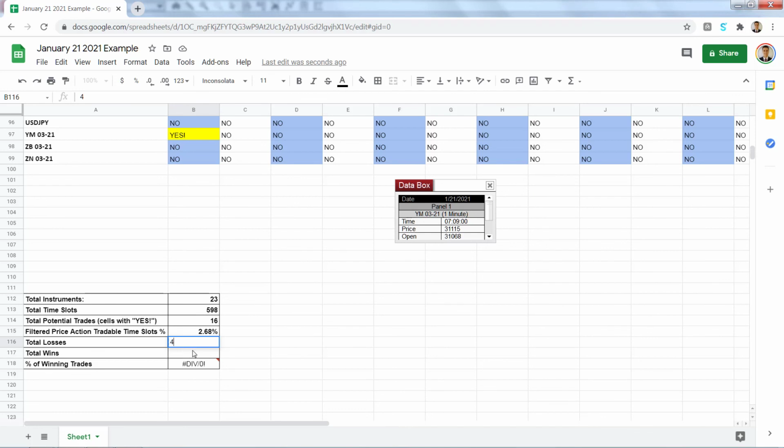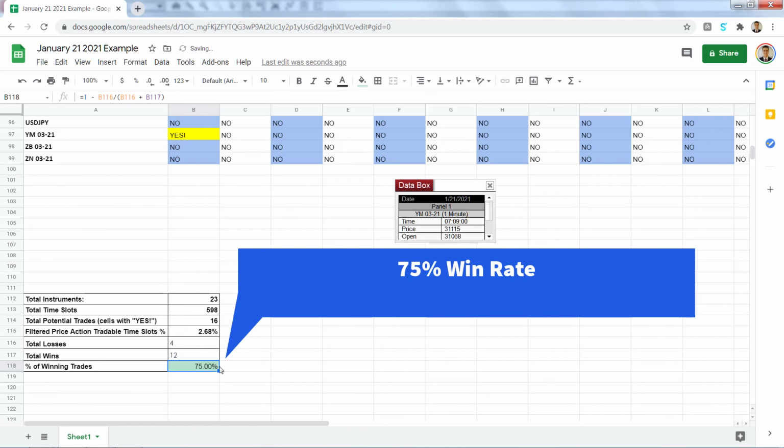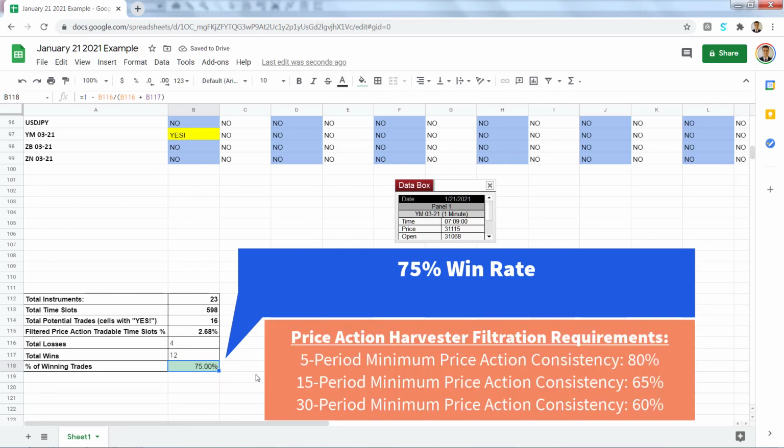So ignoring all news and noise, Price Action Harvester would have ended up with 4 losses and 12 wins. That's a win rate of 75%. And that percentage is relatively in line with the minimum historical price action consistency threshold percentage that we applied when we ran Price Action Harvester's 5, 15, and 30 look-back period templates in Market Analyzer.